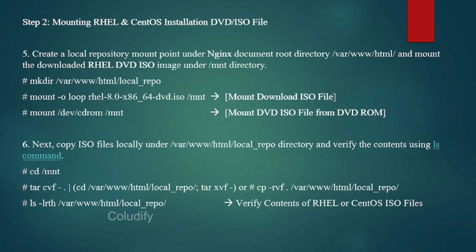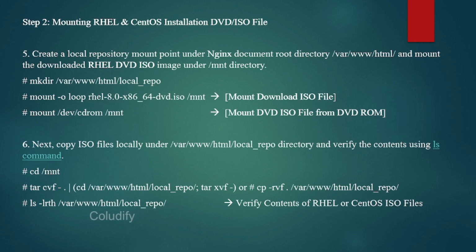Then we mount our DVD into the /mnt directory with the help of mount -o loop, your DVD name, then /mnt. Then after that we mount our CD-ROM into the /mnt directory: mount /dev/cdrom /mnt. Once we successfully mount our RHEL DVD, after that we create our local repo.